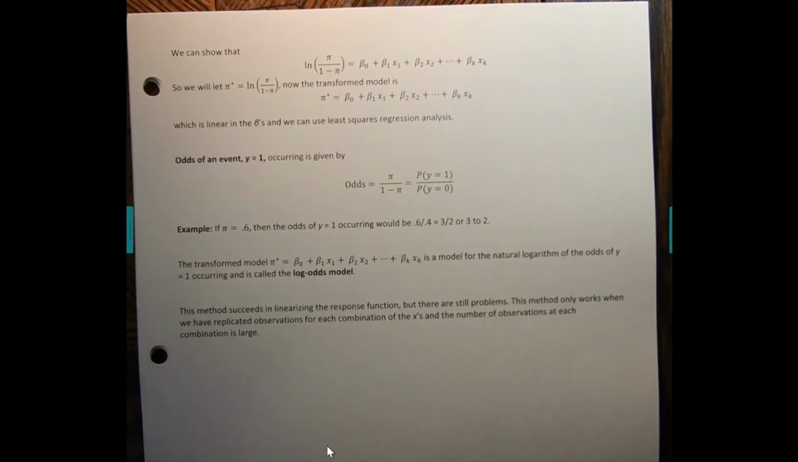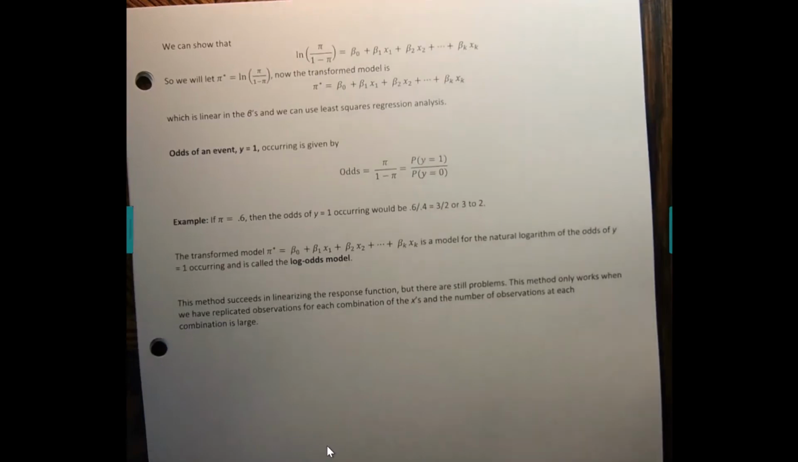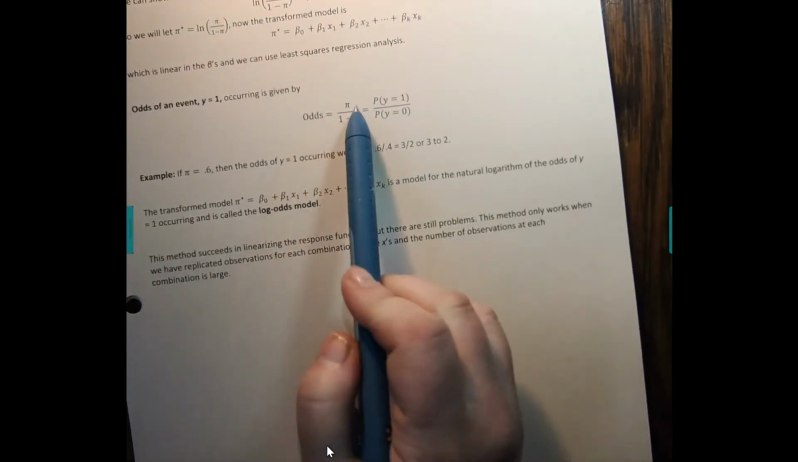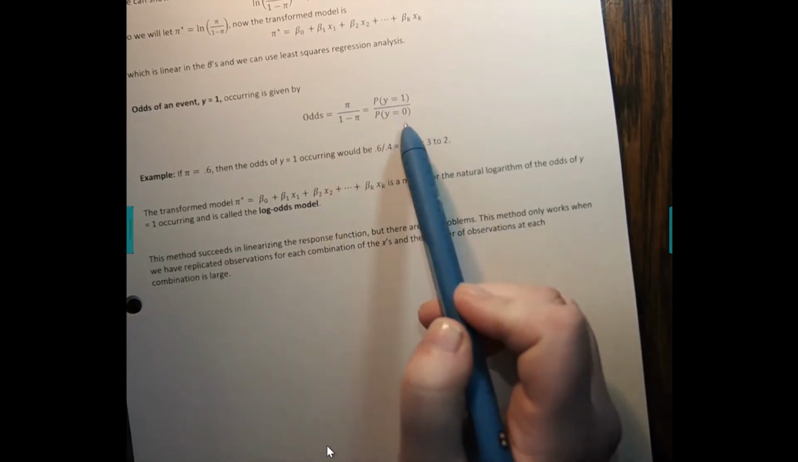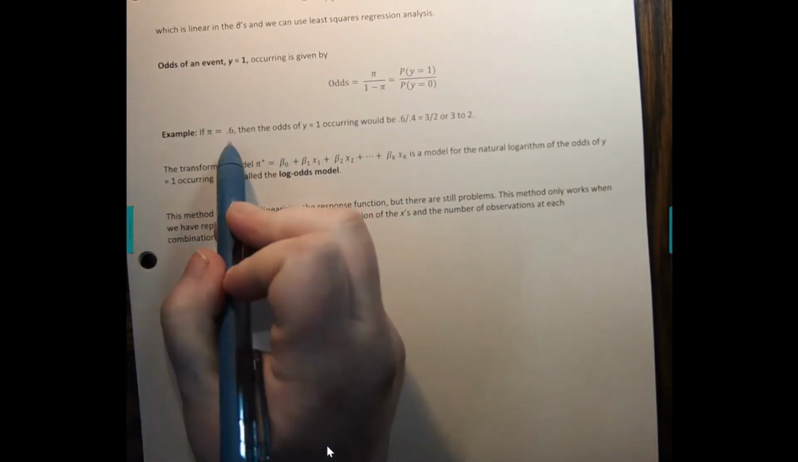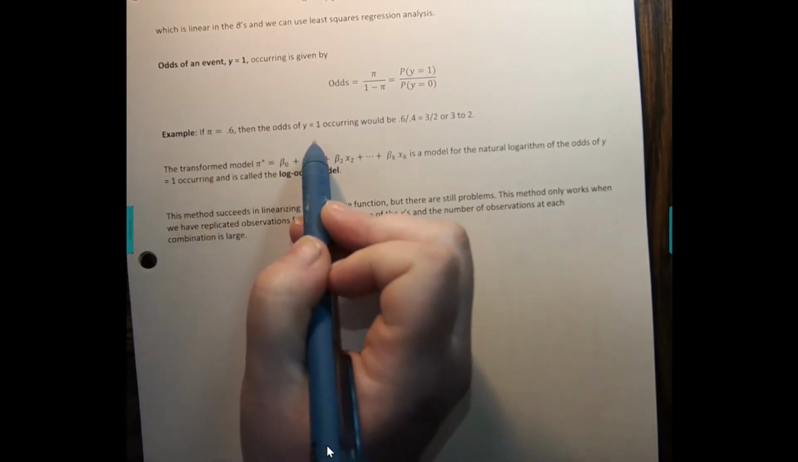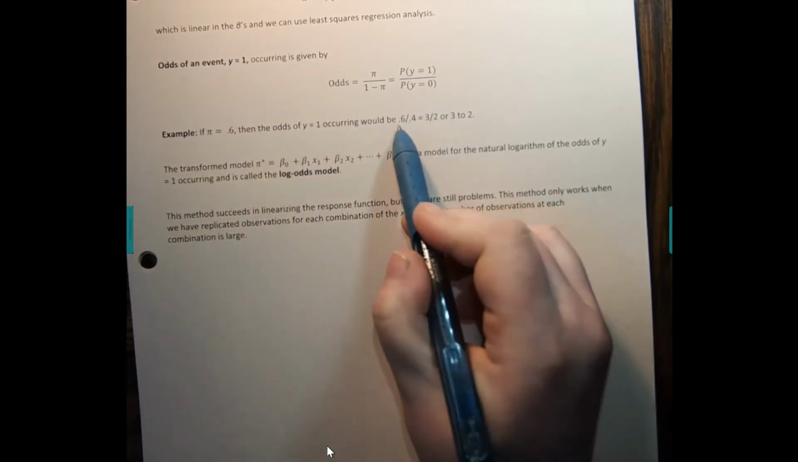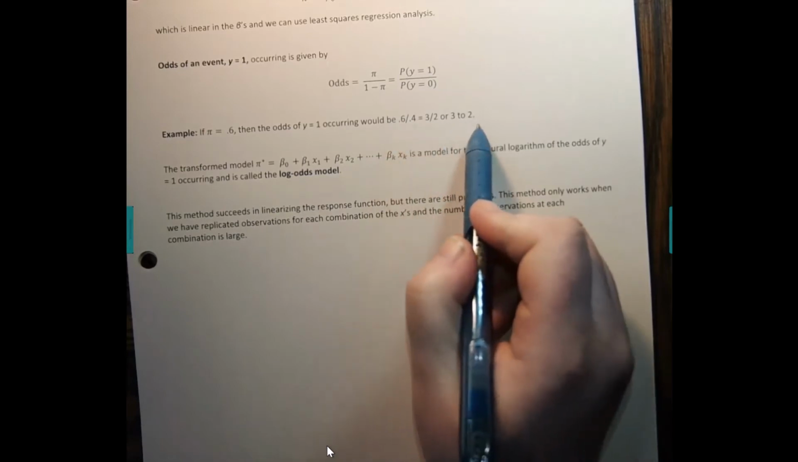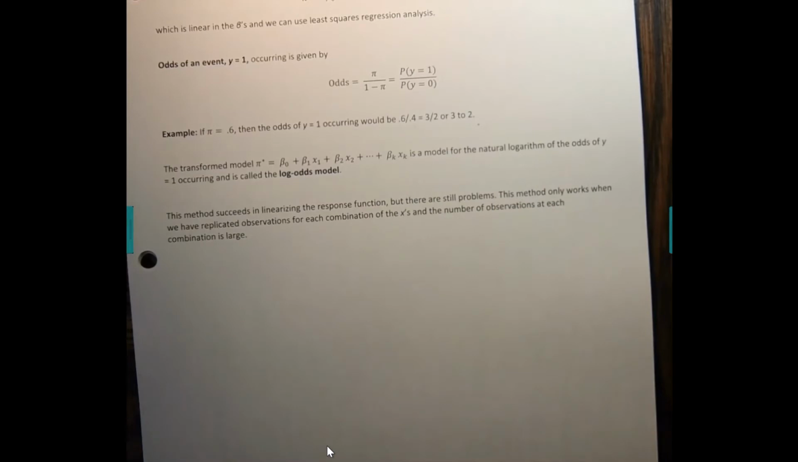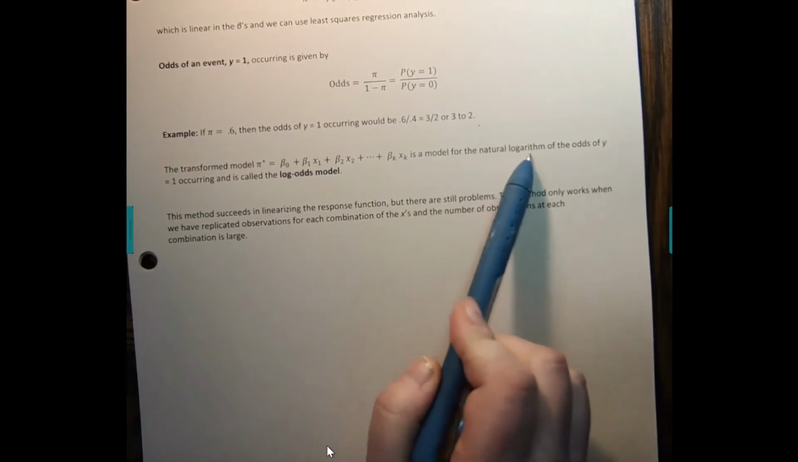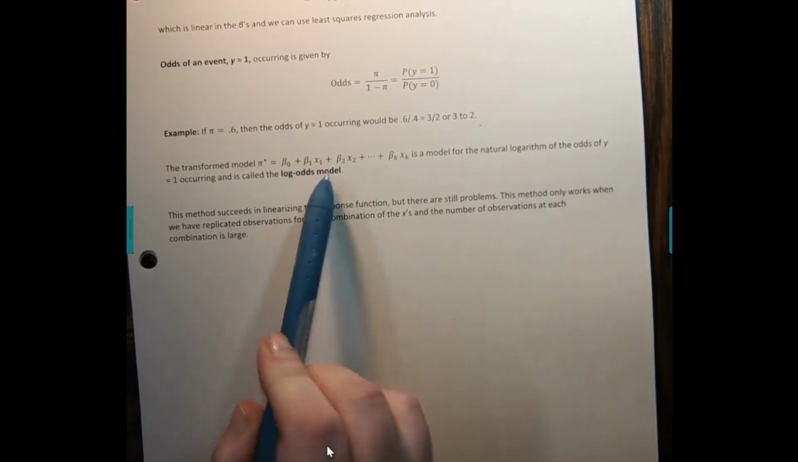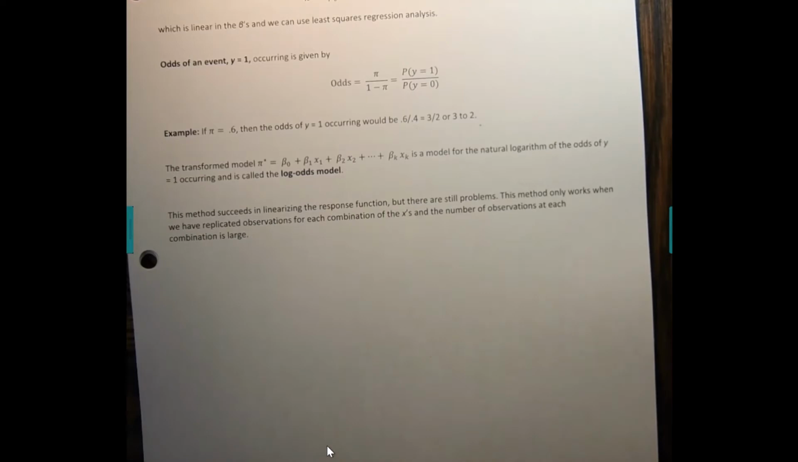Then we can look at the odds of an event where Y is equal to 1, and notice odds are equal to pi over 1 minus pi. What this gives us is the probability Y is equal to 1 divided by the probability Y is equal to 0. Let's look at an example. Suppose that pi was equal to 0.6. The odds of Y equal 1 occurring would be 0.6 over 0.4, which is 3 to 2. The transformed model, pi star, equal to this piece right here, is a model for the natural logarithm of the odds of Y, and it's called the log odds model.